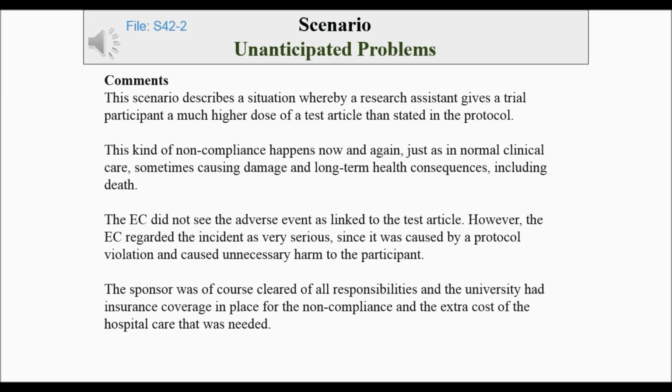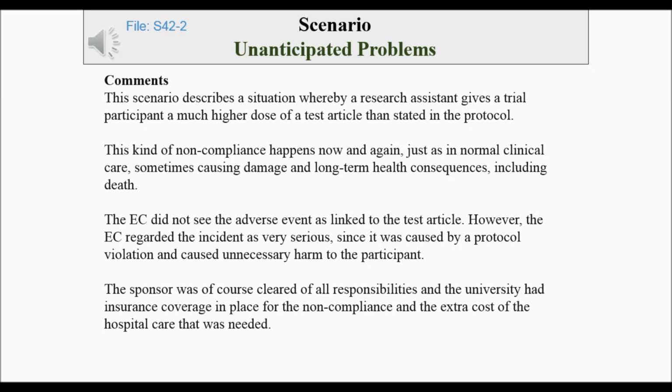This scenario describes a situation whereby a research assistant gives a trial participant a much higher dose of a test article than stated in the protocol. This kind of non-compliance happens now and again, just as in normal clinical care, sometimes causing damage and long-term health consequences, including death. The EC did not see the adverse event as linked to the test article.